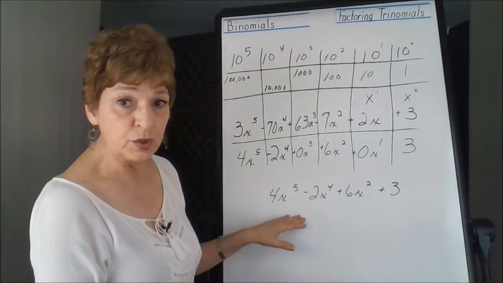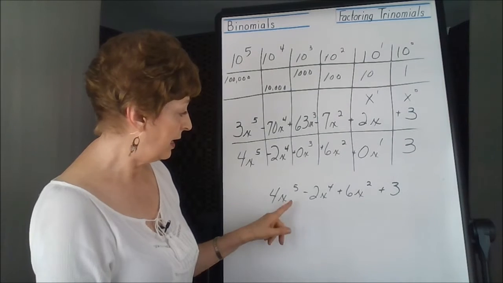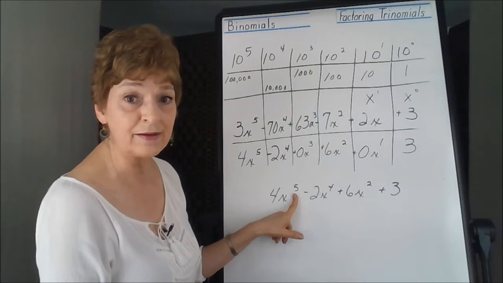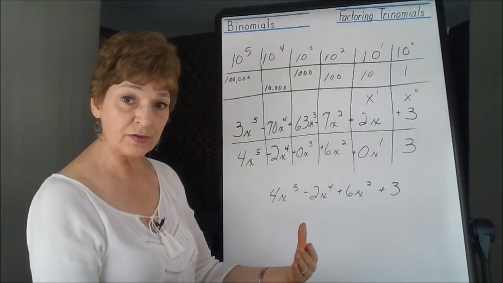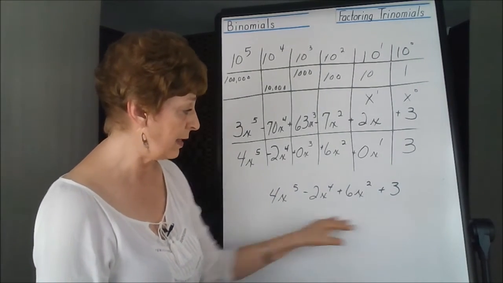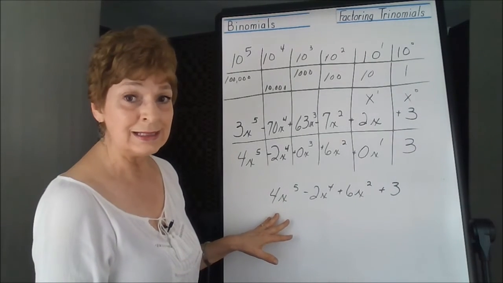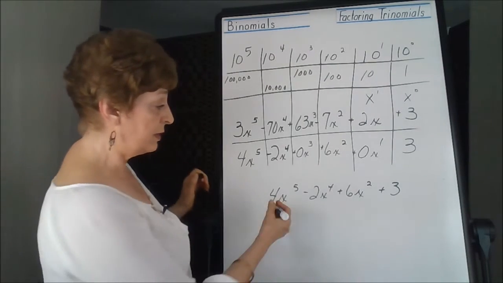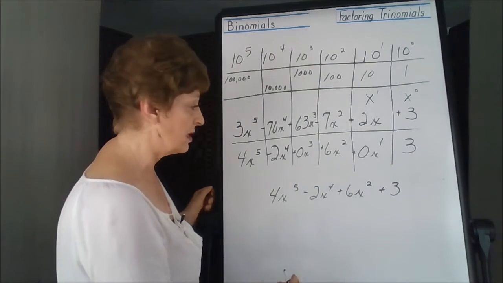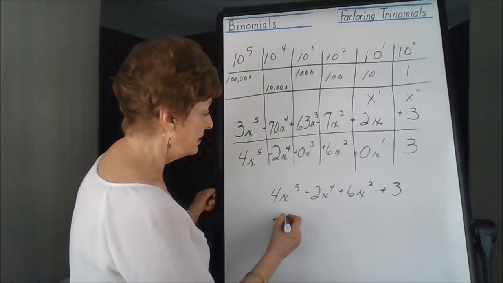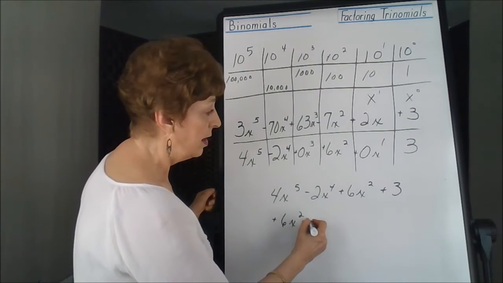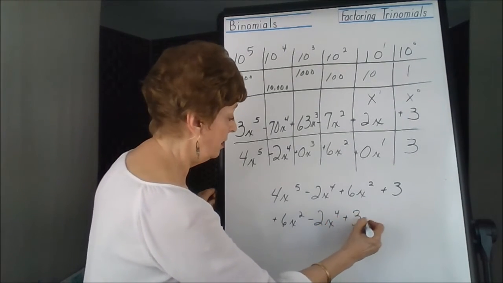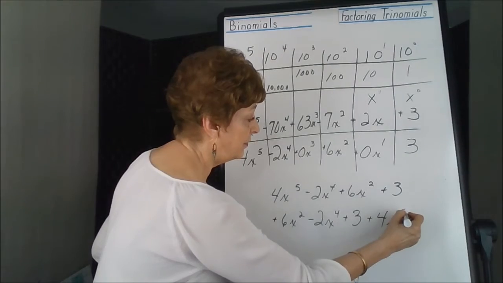This tells us the degree of the polynomial. It's the highest exponent that you have. And when you write your polynomial, it should be in descending order of the exponents. So this wouldn't be correct. It would be confusing, let's put it this way. If we said 6x squared minus 2x to the fourth plus 3 plus 4x to the fifth.